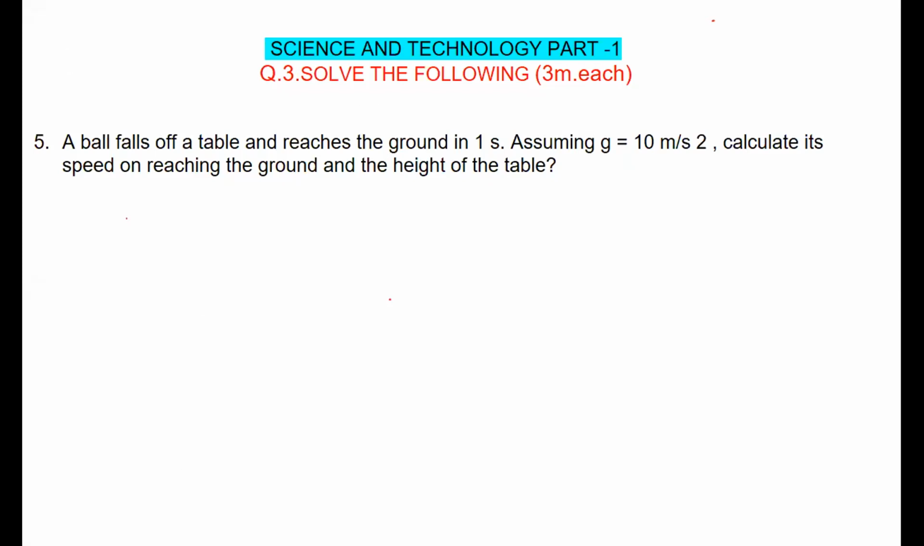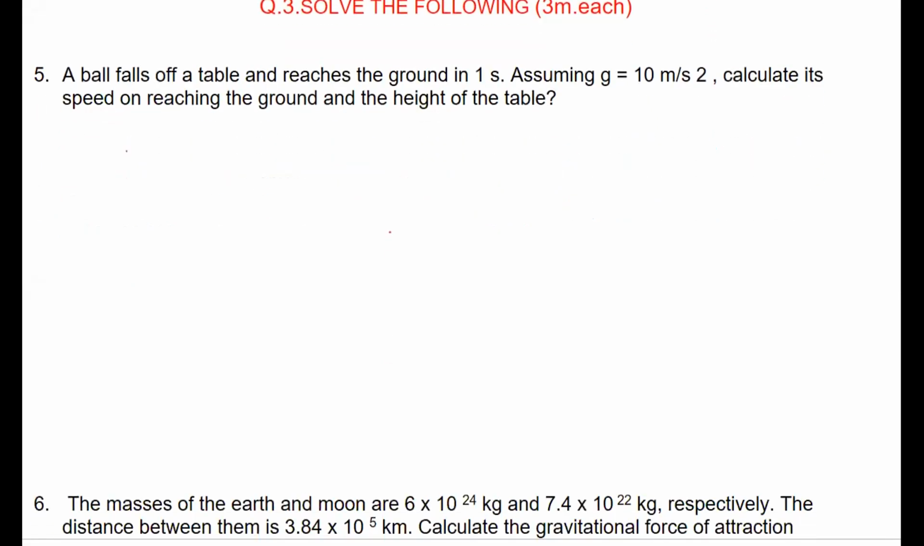A ball falls off a table and reaches the ground in 1 second. Assume g is equal to 10 meter per second square. Calculate its speed on reaching the ground and height of the table. So a ball is on the table. In 1 second it reaches the ground. We have to calculate the speed on reaching the ground, that means we want to find out the final velocity and height of the table. Height of the table will be equal to displacement of the ball from the table to ground.